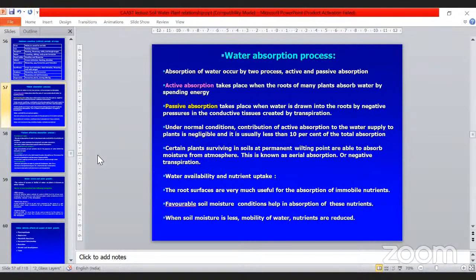Then, on water availability and nutrient uptake: the root surfaces are very useful for the absorption of immobile nutrients. Favorable soil moisture conditions help in the absorption of these types of nutrients. When soil moisture is less, the mobility of water and nutrients is reduced. That's why we always say there should not be any water stress. We have to maintain our soils at field capacity conditions, as we have seen in our earlier slides. Of the total soil volume, 50% is air and water, and 50% is the solid part. So liquid, gaseous and solid, this ratio we have to maintain all the way.